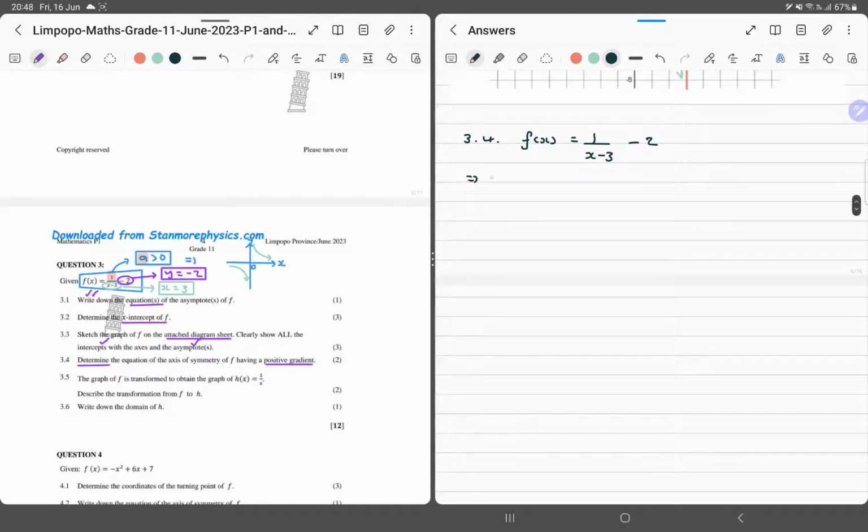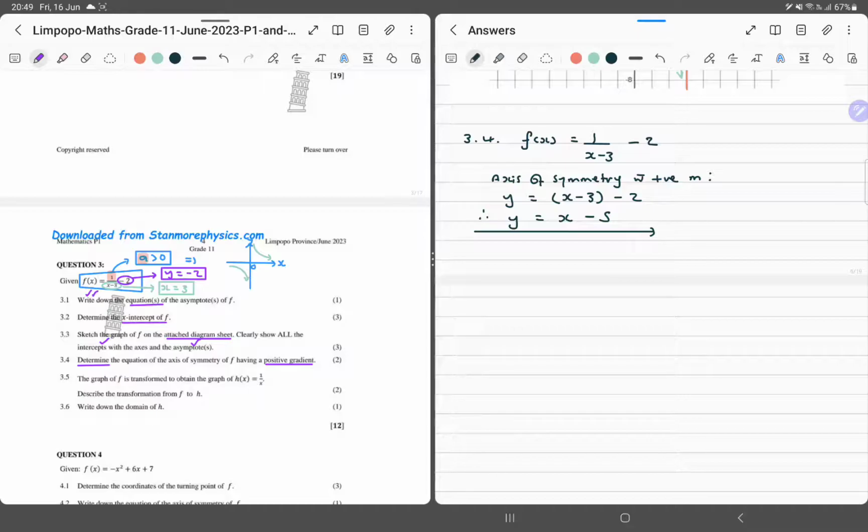So we can say now this implies that the axis of symmetry with a positive gradient is such that y is equal to x minus 3 minus 2, which therefore concludes that our y is going to be x minus 5. That's it. So that's what we do.